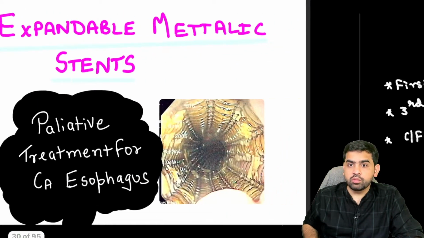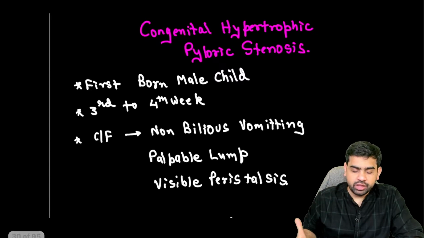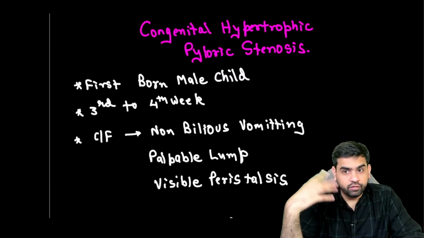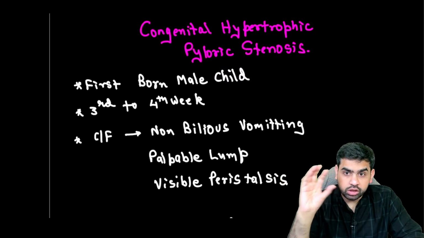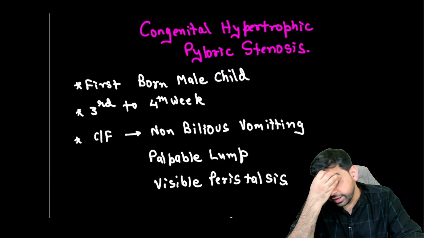Okay, now what is this? This is a self-expandable metallic stent, which is used as a palliative measure. If there is a metastatic carcinoma of the esophagus, as a palliative measure, what you use is a self-expandable metallic stent. Then congenital hypertrophic pyloric stenosis.